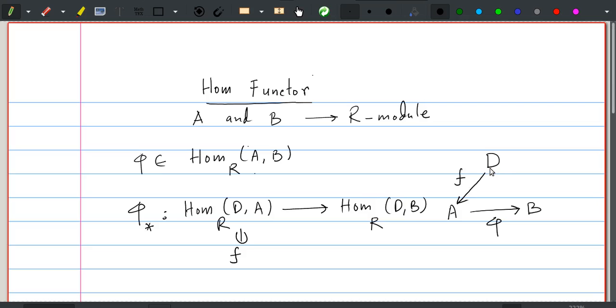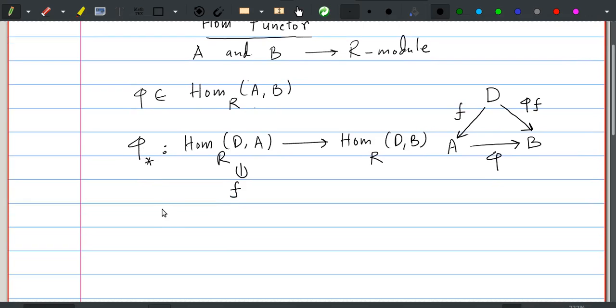Now this phi induces a module homomorphism to Hom DB, which is given as: first we operate F, then phi, and for the sake of brevity, let us write this as phi F. So let us define this module homomorphism as: when this phi star acts on F, we get this map phi F. Now this F is here, and this phi F is in this module. So this phi star is induced by this phi.